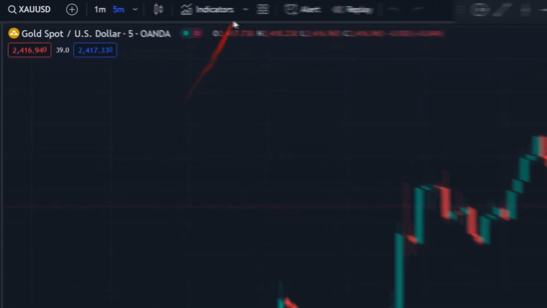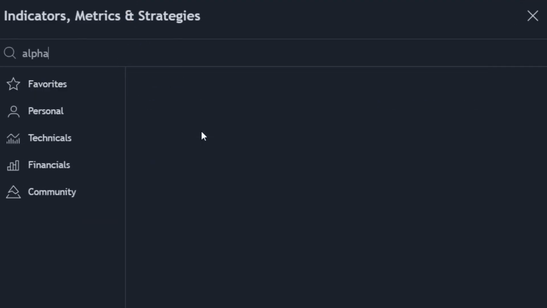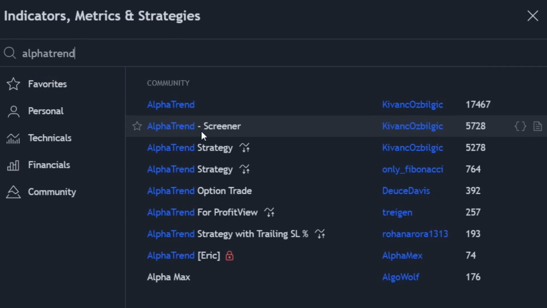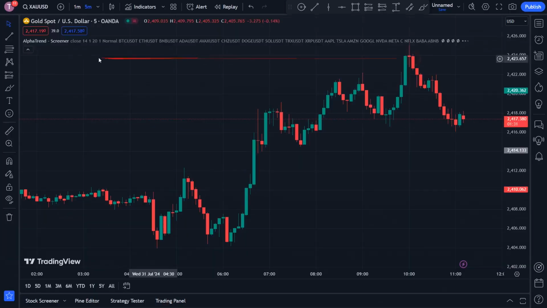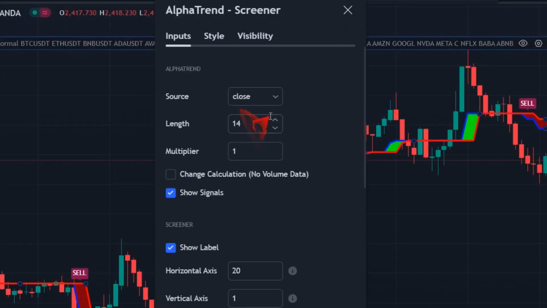Next, we need to add our first indicator to the chart. To do this, go to the indicator tab and type Alpha Trend Scanner in the search box. When you find it, click on it to add it to the chart. Now we need to make some changes to it. So go to its settings and make the adjustments you see to make this indicator suitable for our scalping strategy.